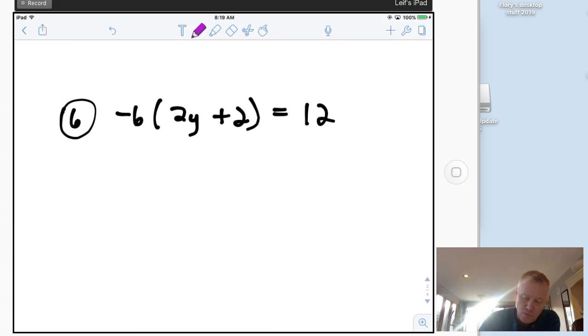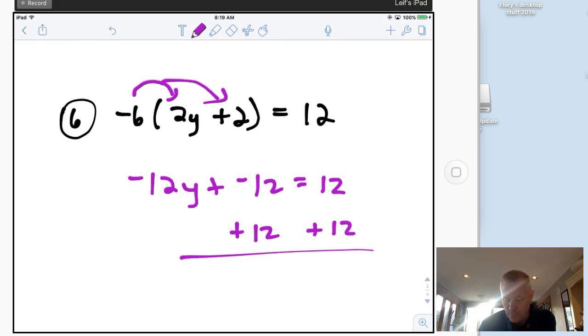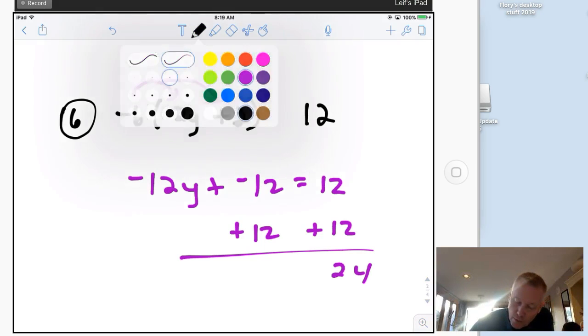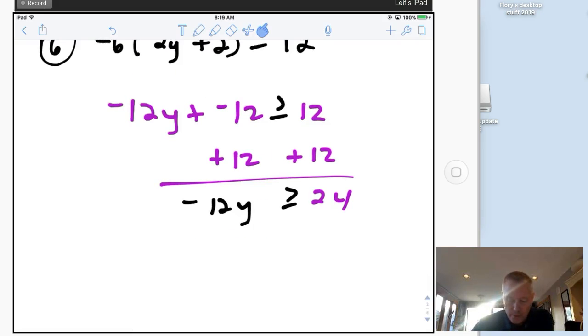Okay, this one. Parentheses with a number outside of it implies you should be doing distributive property. Negative 6 times 2y is negative 12y. Negative 6 times 2 is negative 12. All right, so next I'm going to get my y's alone, bring my numbers to the other side here. 12 plus 12 is 24. Is that an equal sign? Sorry, that's not right. That should be greater than or equal to. My bad. All right, so negative 12y is greater than or equal to 24.